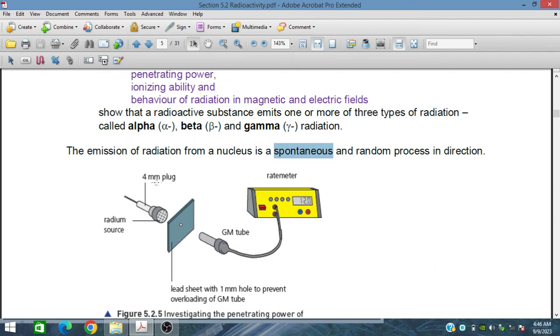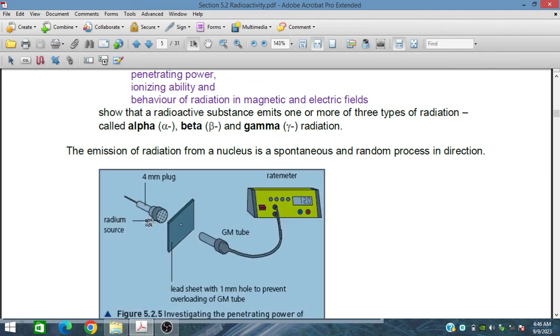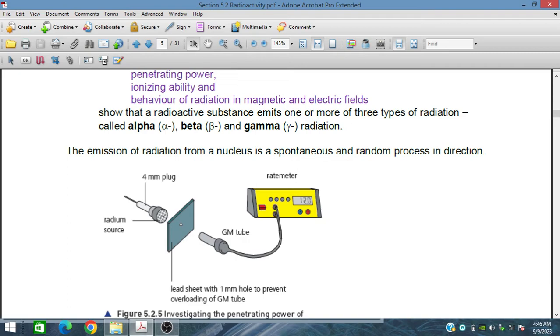So here we have a radioactive source, and this is a lead sheet with a 1 mm hole to prevent overloading of the GM tube. So we have a small hole here on this source. The GM tube will reach this hole.